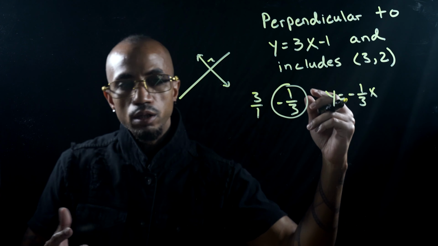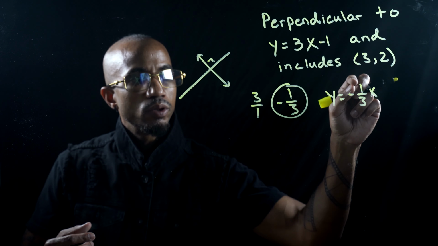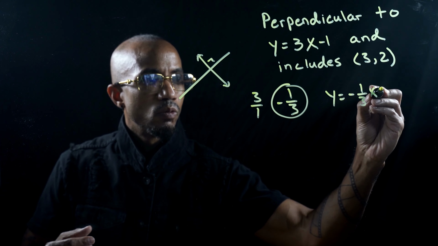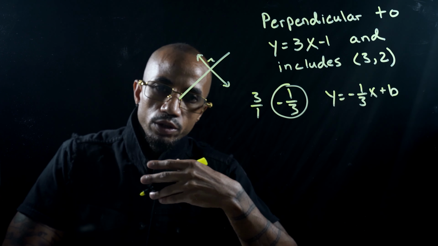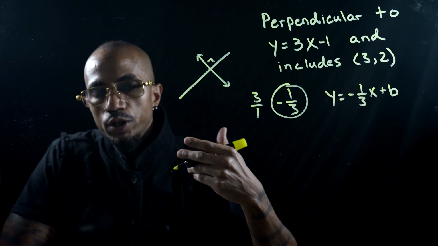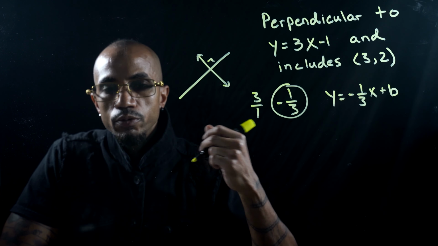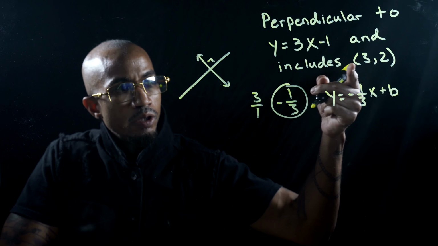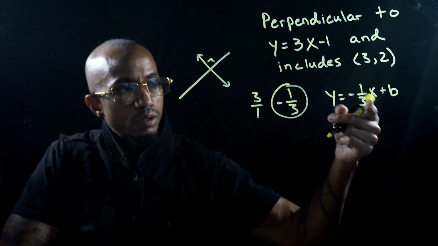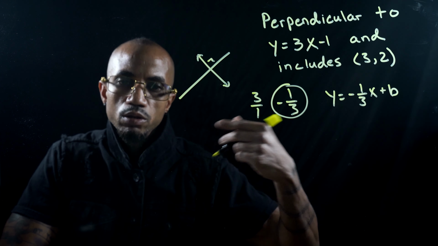And now, here we are again. What about this point? What about the y-intercept? We don't know what the y-intercept is yet. Guess what we're going to do? That's right, we're going to do the same thing we did last time. We're going to substitute in what? Exactly, the x and the y. Substitute the x and the y in, and solve for b.